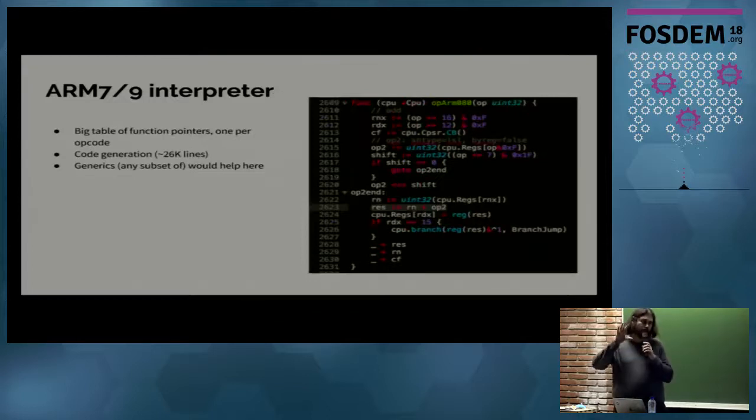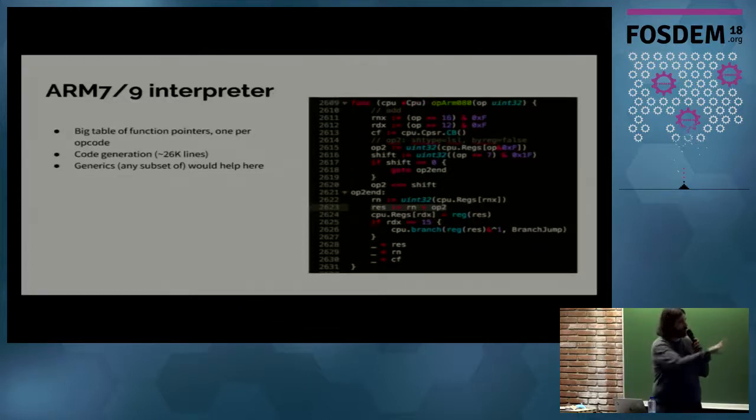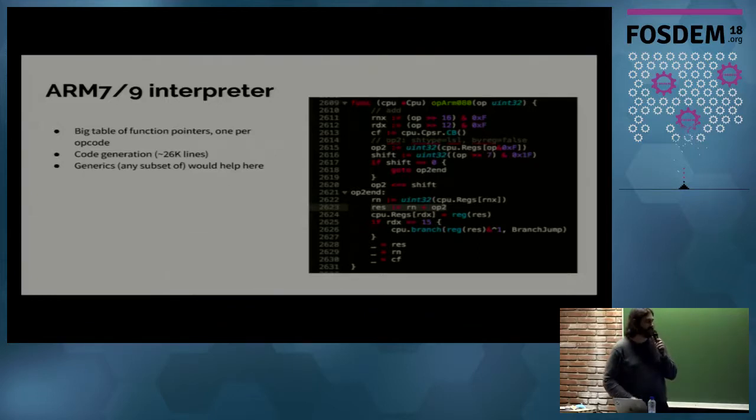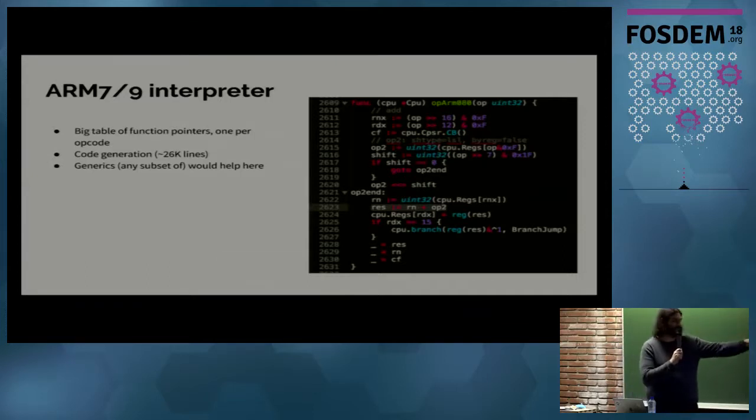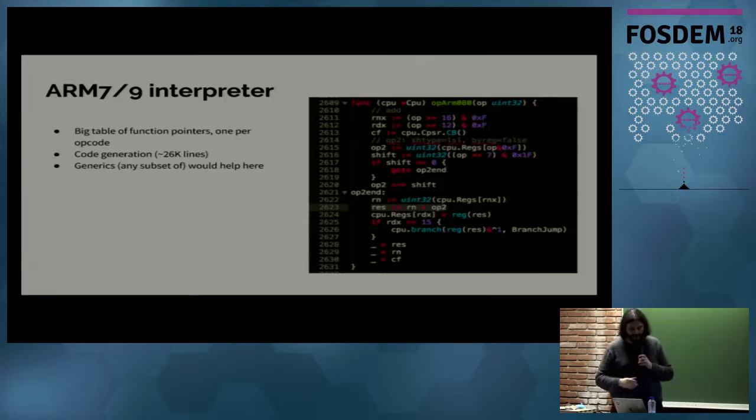And then for each opcode, of course, you have to write a lot of functions like this one. This is an add opcode, and I did it with code generation, so it's about 26k lines of generated code, because they're mostly different but similar, and some generics, of course, would help here.